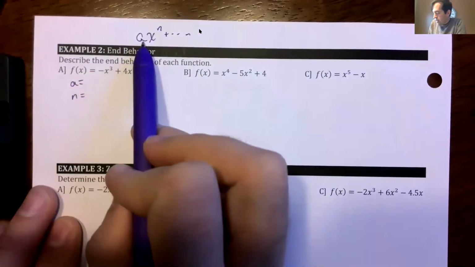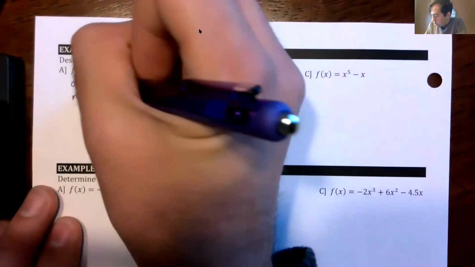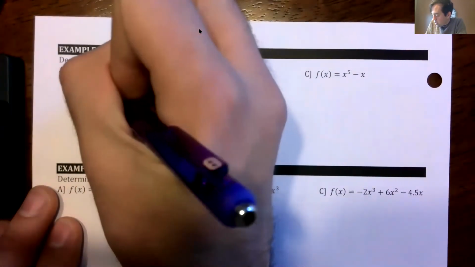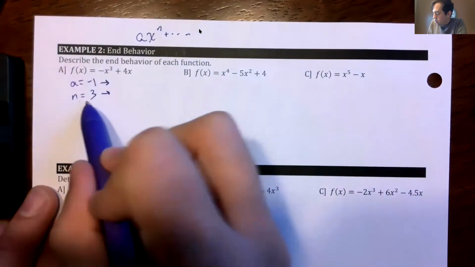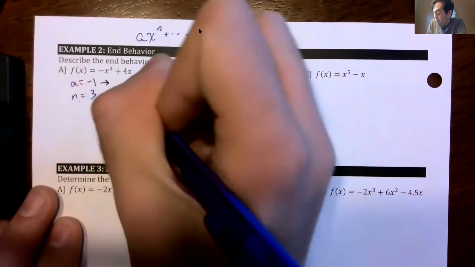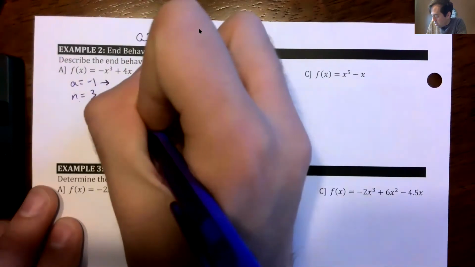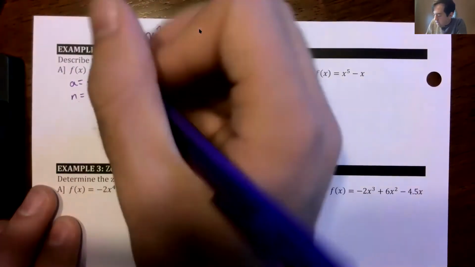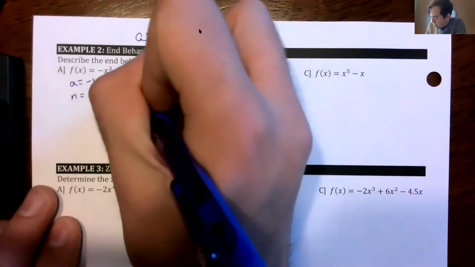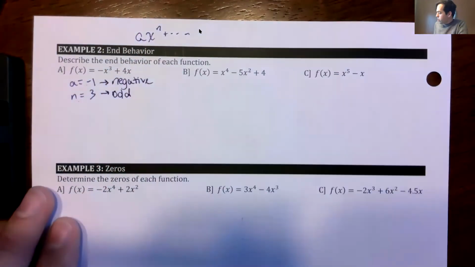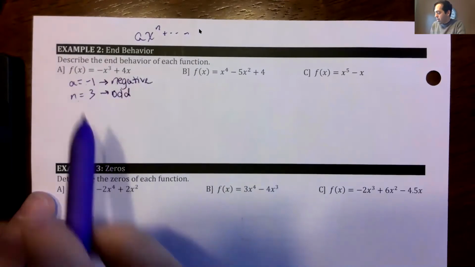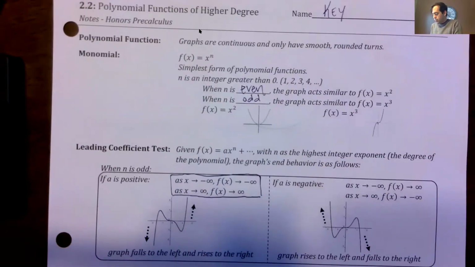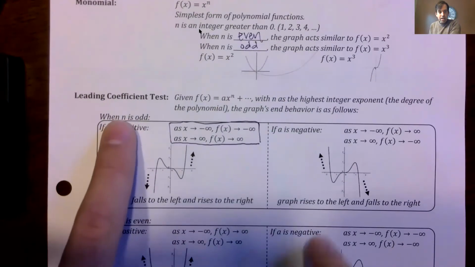a. Okay, so the a is the leading coefficient, that's -1. The n is the exponent, the degree, and that's 3. But we care about if the degree is even or odd, that's odd. And we care about if the leading coefficient is positive or negative, and that's negative. So on the other side of the page, if you think about A is negative and N is odd, N is odd, A is negative.